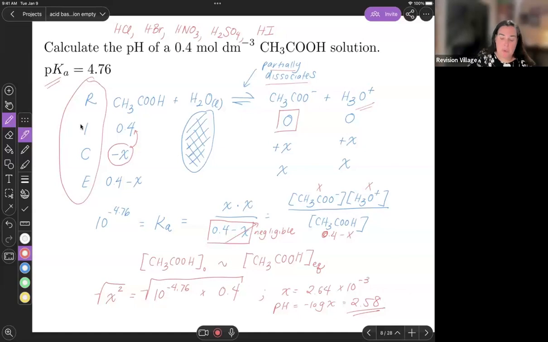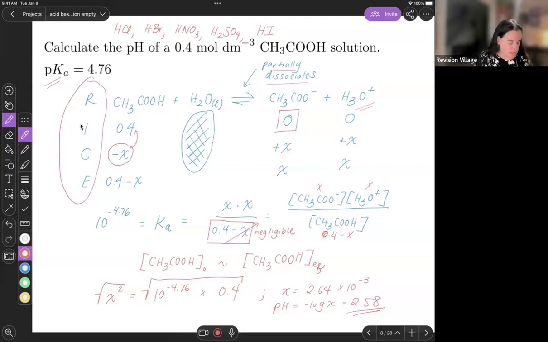We have solved our first weak acid problem. We got a pH of 2.58. Now you can think, how would you know that this is a weak acid? Well, if this were one of the big 5, we know that the pH would just be equal to minus the log of the concentration.